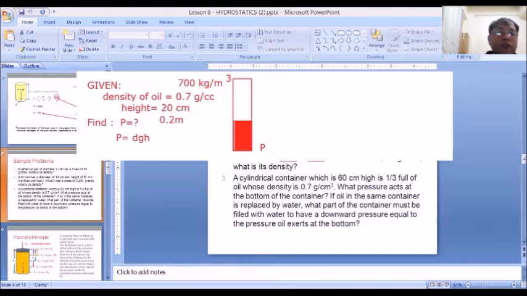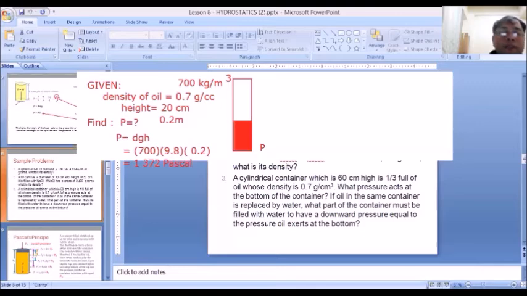So if we substitute now this value for our density, we'll have here 700 kilogram per meter cube. Then the acceleration due to gravity, which is 9.8 meters per second squared, and then our height, which is 0.2. Can you give me the product for these three values?